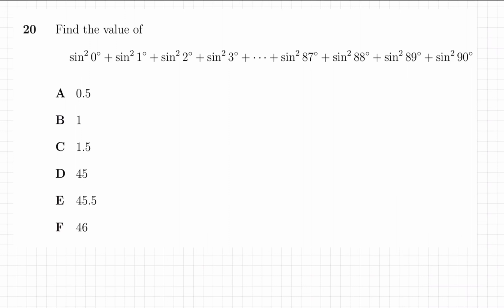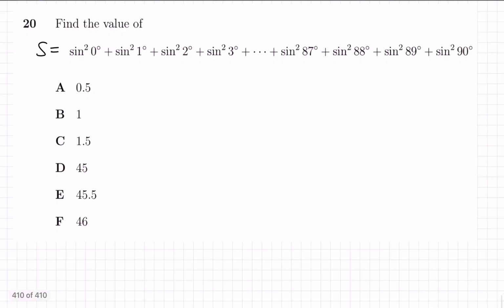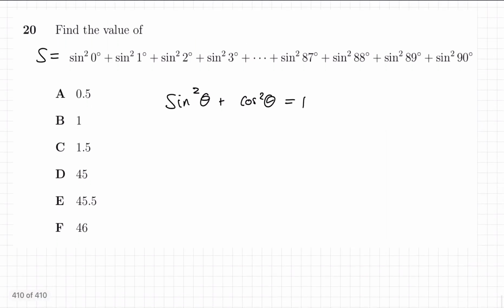Okay, so to solve this problem, we're going to make use of two pretty important identities, and that will let us simplify down this problem. This comes from the 2018 TMUA paper 1. The two identities we're going to have to use are, well, you can probably guess at least the first one: sine squared theta plus cos squared theta is equal to 1 for all theta. That is a pretty well-known identity.